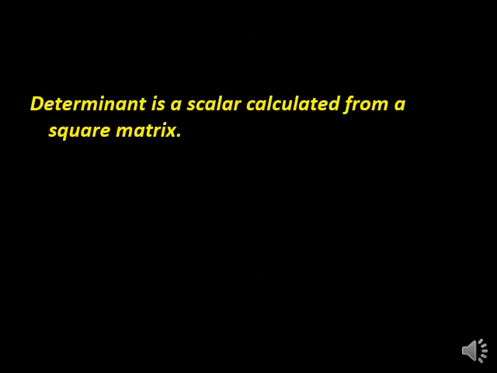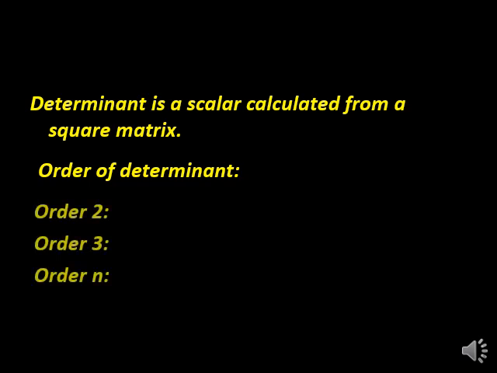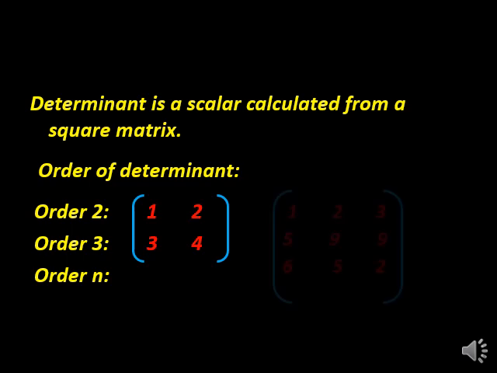Determinant is a scalar, one calculated from a square matrix. So if we have a square matrix, we can calculate its determinant. We have the order of a determinant: second order, order 3, and order n determinant. Here we have a 2x2 matrix. The determinant of this matrix is of order 2. And this is a 3x3 matrix. It has a third order determinant.